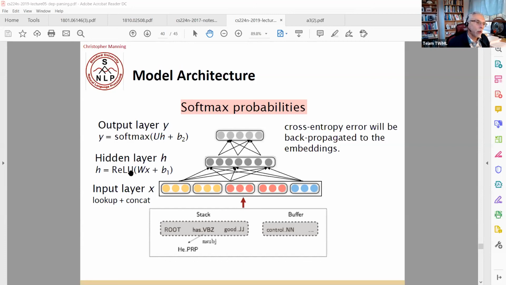There's a hidden layer and a ReLU applied on top of it, and then a softmax to map it into, I guess, 5 different outputs. I'm not sure why there are 5 circles here, but the output layer is making a decision, and as Srinivas says, the decision should be either a shift, a left arc, or a right arc. So maybe there should be 3 possibilities for the output.